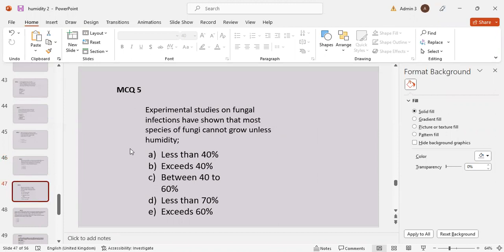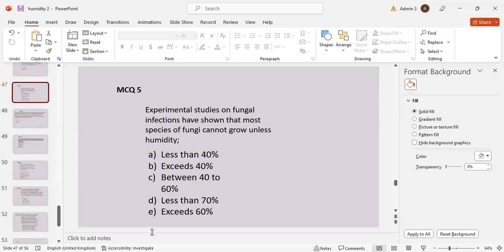MCQ number 5. Experimental studies on fungal infection have shown that most species of fungi cannot grow unless humidity is less than 40%, exceeds 40%, between 40 to 60%, less than 60%, or exceeds 60%. Alpha. No, it's E, exceed 60%. I have told in recent advances.